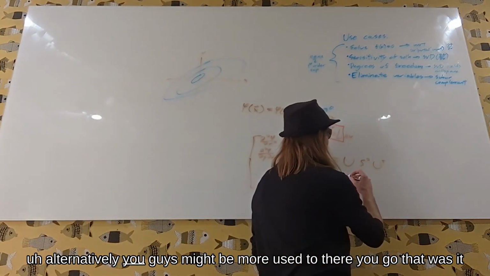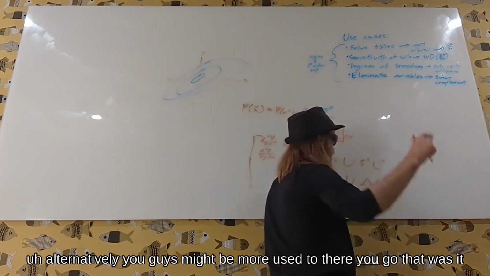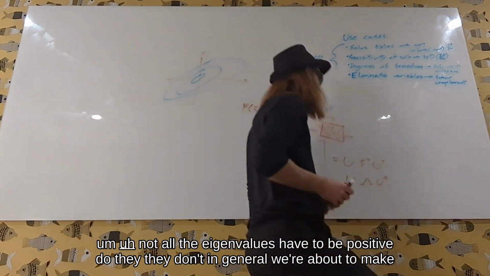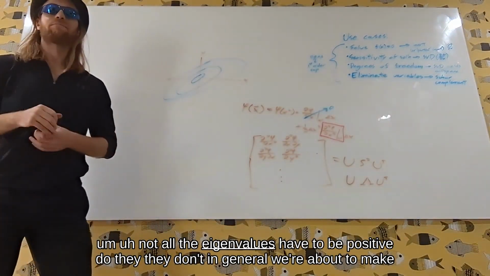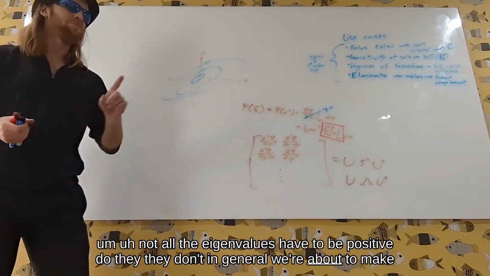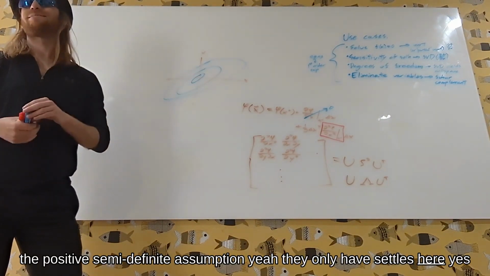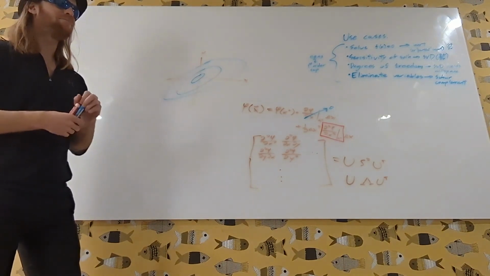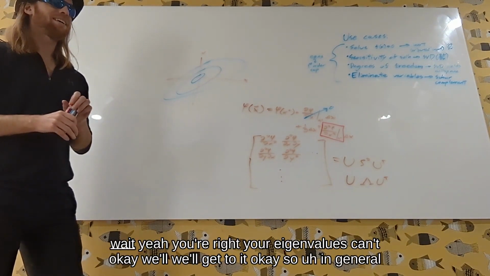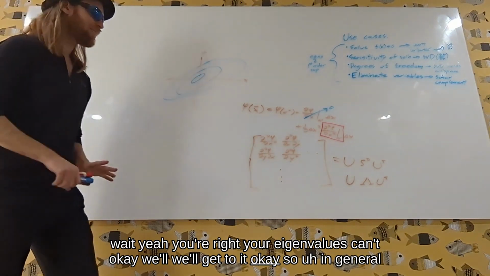Alternatively, you might be more used to writing it like the singular values, the square root of the eigenvalues. There you go. Not all the eigenvalues have to be positive, do they? They don't, in general. We're about to make the positive semi-definite assumption. They definitely have saddles here. Could be symmetric. Wait, your eigenvalues can't be. Okay, we'll get to it.